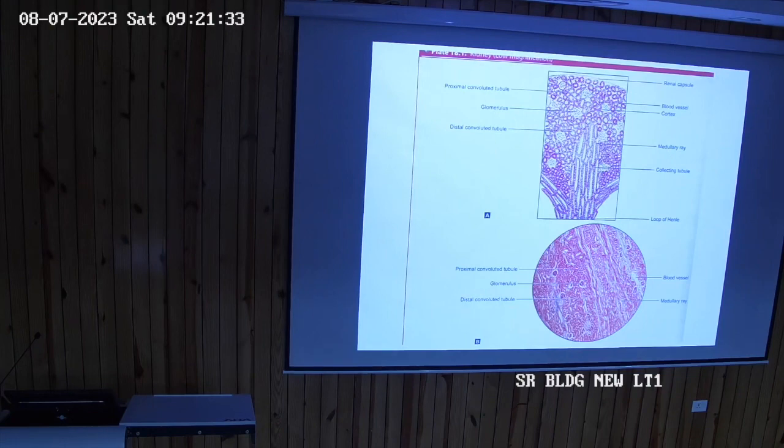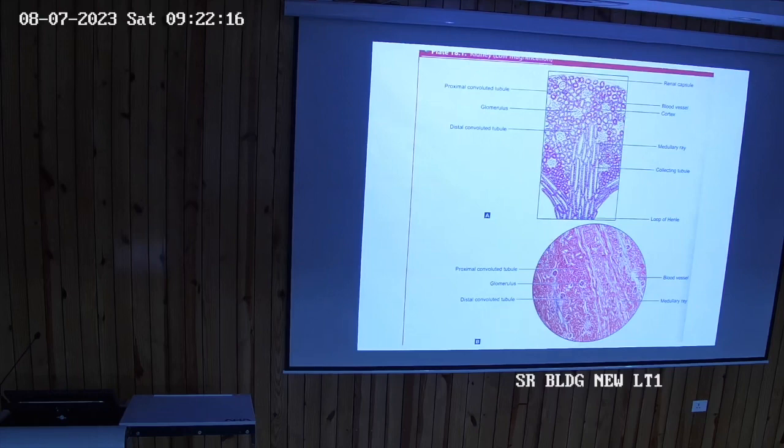The cortex part of the kidney shows all these structures, and it is asked during exams, what are the structures present in the cortex part? In the cortex part, you have to say renal corpuscles, proximal convoluted tubules, distal convoluted tubules, these things. In the medullary part, there are parts of the collecting tubules, collecting ducts, and some part of the distal convoluted tubule also. So these are the structures seen in the microscopic picture of the kidney.